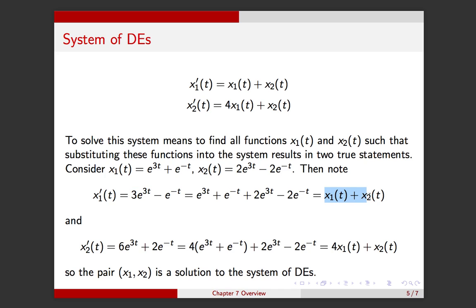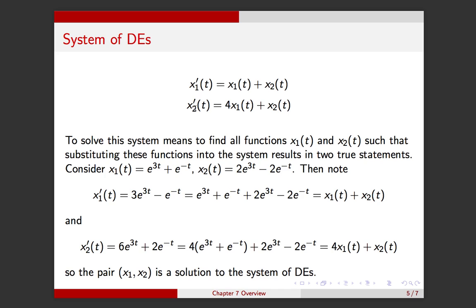Notice x1 plus x2. If you were to just add those two functions together, here's x1, here's x2, right? When you do x1 plus x2 and you simplify, you get what? 3e to the 3t and then minus e to the negative t. Okay, so x1 prime is that, x1 plus x2 is that, and then you can complete the chain here. They equal each other. So what do you know? You substitute in x1 and x2 into this equation here, and you write a big check mark. That's true.